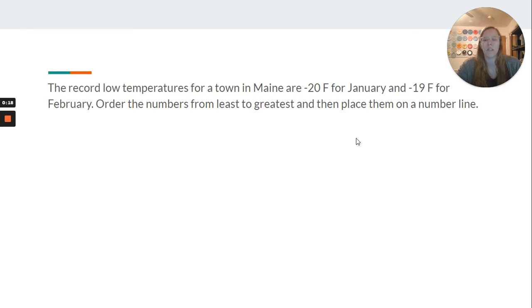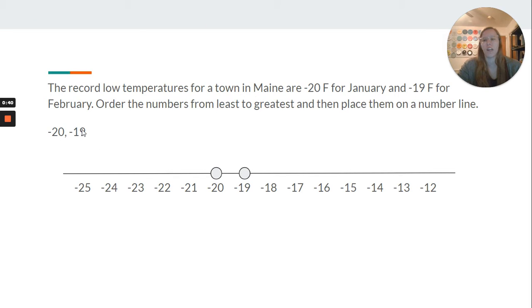It says the record low temperatures for a town in Maine are -20 degrees Fahrenheit for January and -19 degrees Fahrenheit for February. Order the numbers from least to greatest and then place them on a number line. So smallest to greatest. With negative numbers, we look at the distance from 0. So 20 is 20 spaces from 0, so it's going to be the smaller number. So -20, then -19, and that continues to be true when we put it on the number line because 20 is more left if we would have 0 over here, okay?